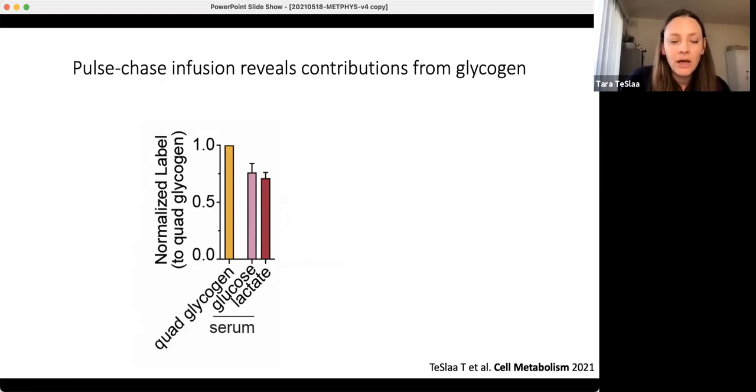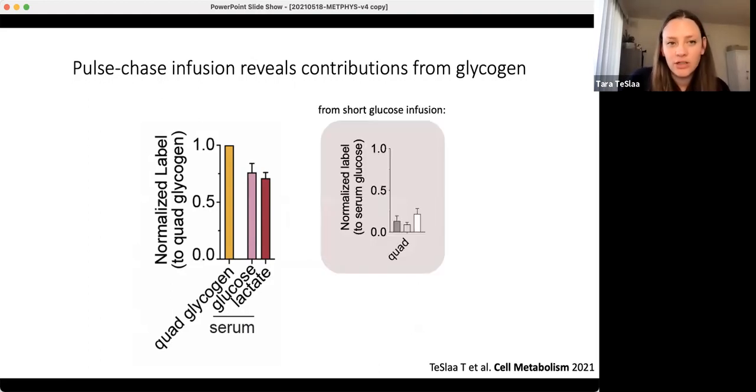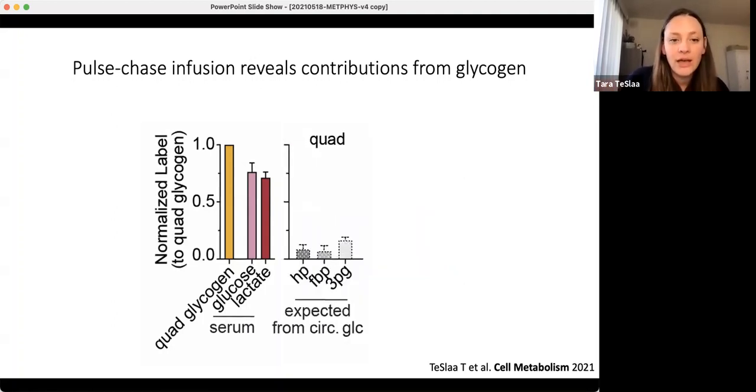And what we know from our short-term glucose infusions is that when we infuse and label circulating glucose, we get very little labeling of glycolytic intermediates. And based on that, we can predict how much labeling we should see in glycolytic intermediates in this experiment. Therefore, any labeling that we see above this amount should be from glycogen that is stored within the tissue.